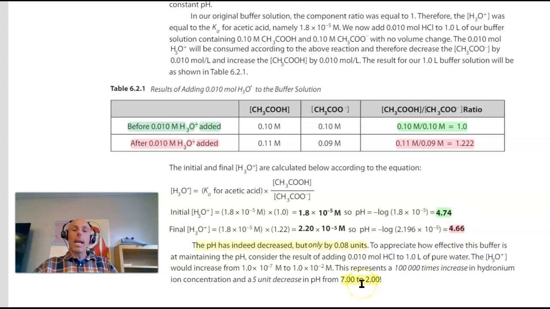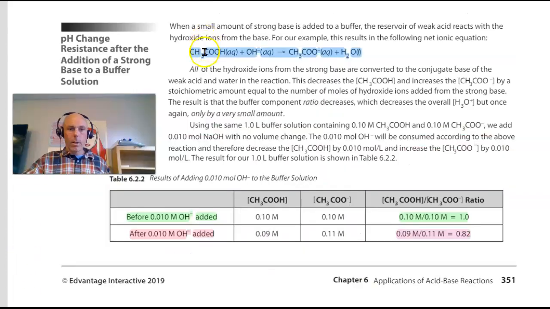On the other hand, and I'm looking down here at this little highlighted yellow exclamation, if you added 0.01 molar strong acid to water, the pH would drop from 7, water neutral, to 2, because 10 to the minus 2 molar is a pH of 2. That's a drop of 5 units versus 0.08. Mathematical proof of how effective buffers are. Amazing.